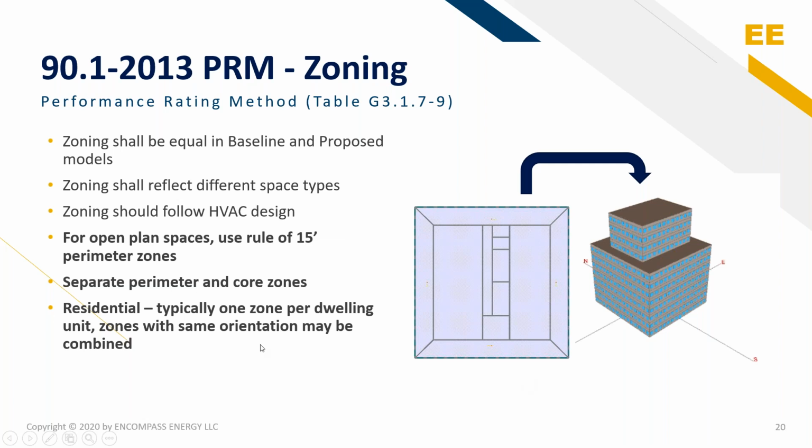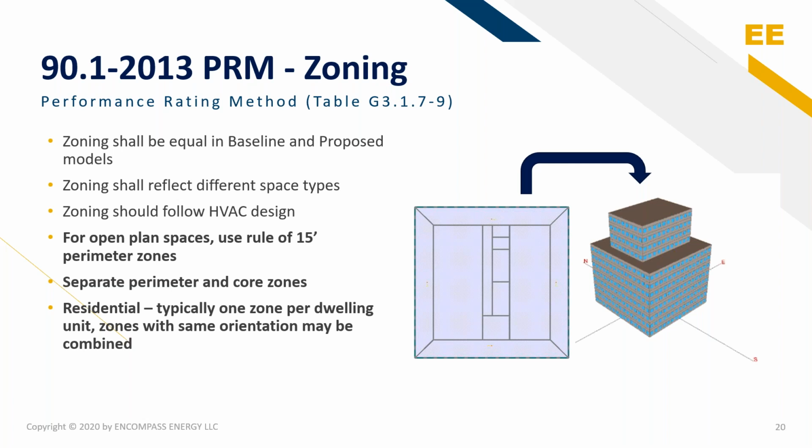If it is residential, which the standard is applicable for residential buildings that are over 3 stories, the general zoning path is one zone per dwelling unit. So you're not going to split up a dwelling unit into a kitchen and a bathroom and a living room and a bedroom. It'd all be put together as one, unless you're looking at very, very large residential spaces, but generally one zone per dwelling unit.